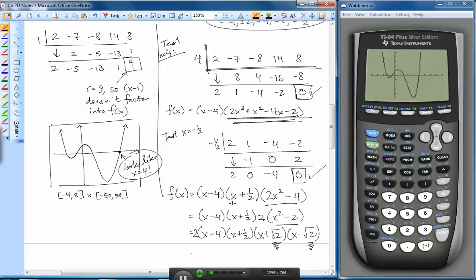Okay, so the zeros, I think it asked for that too. The real zeros are going to be x equals plus and minus root 2 and 4 and negative a half. And here's the factored form for the polynomial. Okay, hope that helps.